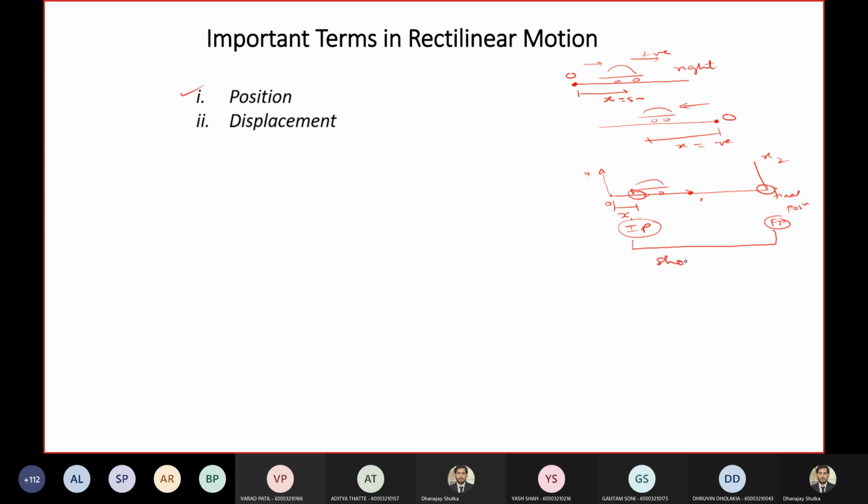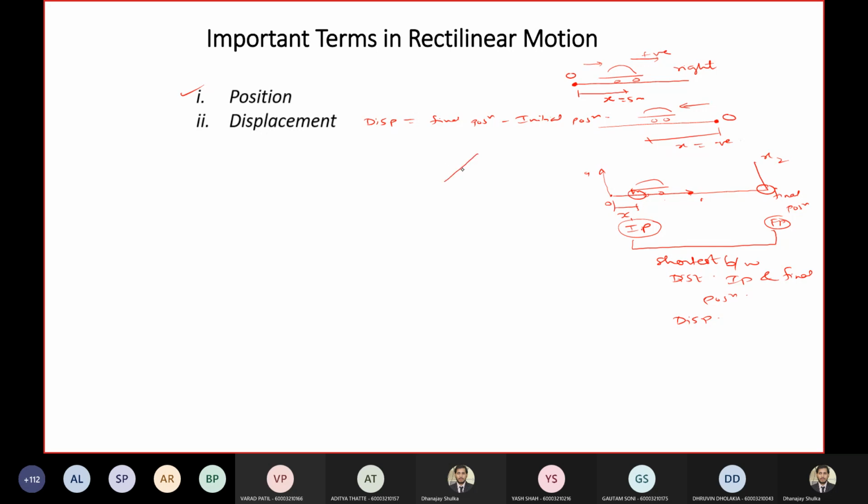That is the shortest distance. You can say shortest distance or shortest route between the initial position and final position of a particle is nothing but displacement. So here the displacement will be the final position minus initial position, right? Simply put, the shortest path, shortest distance.